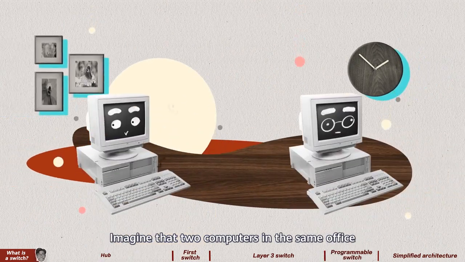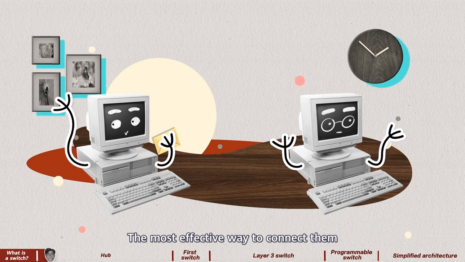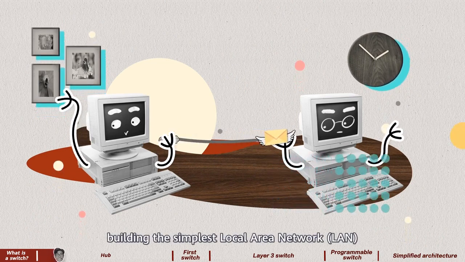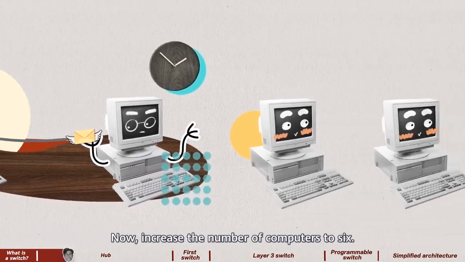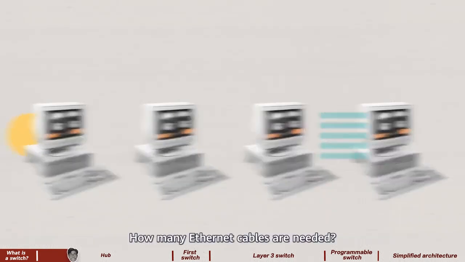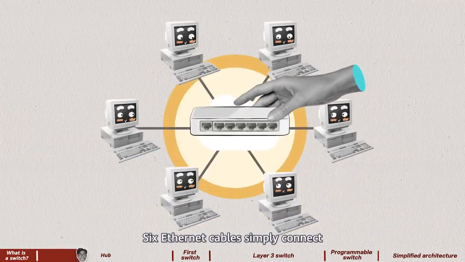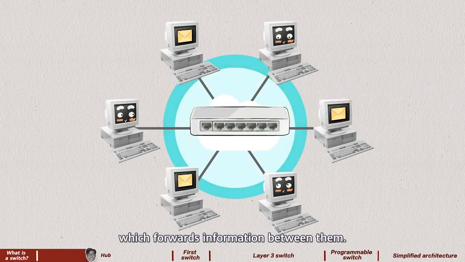Let's find out. Imagine that two computers in the same office need to send files to each other. The most effective way to connect them is through an Ethernet cable, building the simplest local area network for the computers to communicate over. Now, increase the number of computers to 6. How many Ethernet cables are needed? 6 Ethernet cables simply connect each computer to a transit station, which forwards information between them.